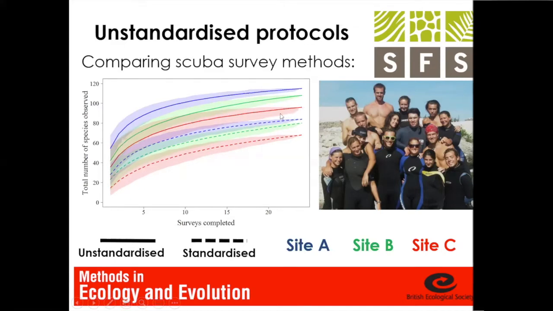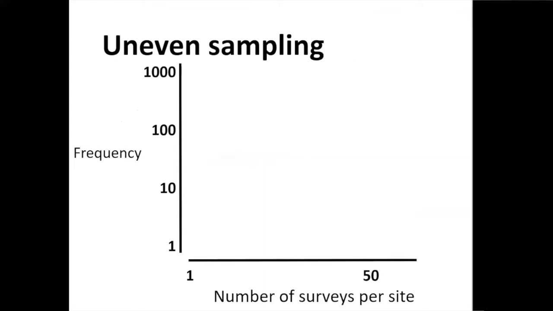People actually recorded more species than the highest diversity site using a more professional scientific method. So it actually had some kind of benefits. The uneven sampling was huge, and it does tend to be huge in citizen science data sets.